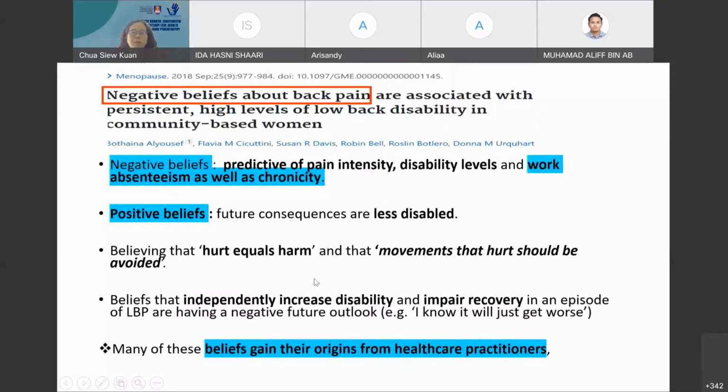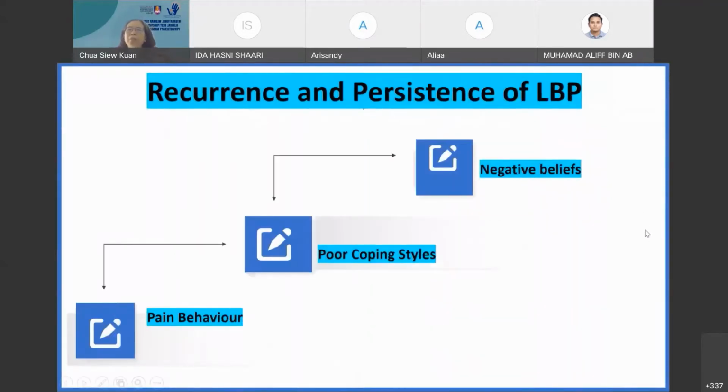In statistical studies, it showed that belief alone is an independent factor that can increase disability. It isn't influenced by other factors. Surprisingly, this study found out the negative belief came from healthcare providers and practitioners. So we are part of the healthcare profession, and we have to be aware of what kind of message is delivered to the patient.